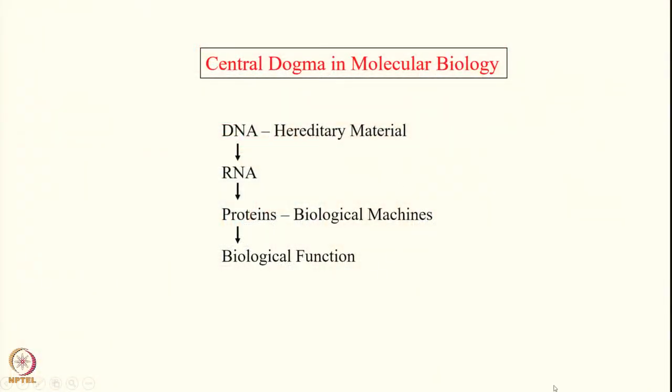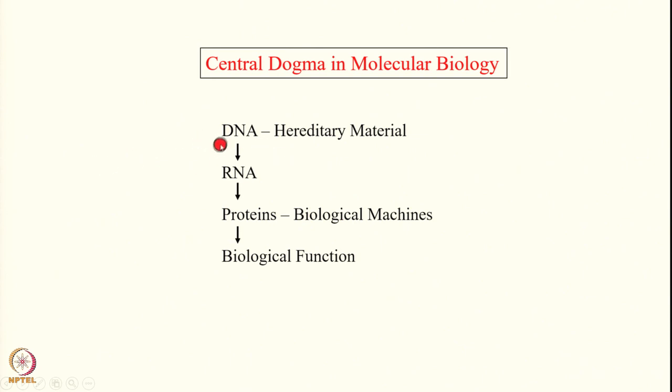Everybody knows, especially the biologists, that the central dogma in molecular biology is described in this particular manner. Every cell has a DNA inside the nucleus, and this is the hereditary material. Different individuals have different DNAs, so heredity comes because of this molecule. The offspring will be similar to the parents because of the similarity of the DNAs, and therefore it is in fact used to identify people on the basis of their DNAs.